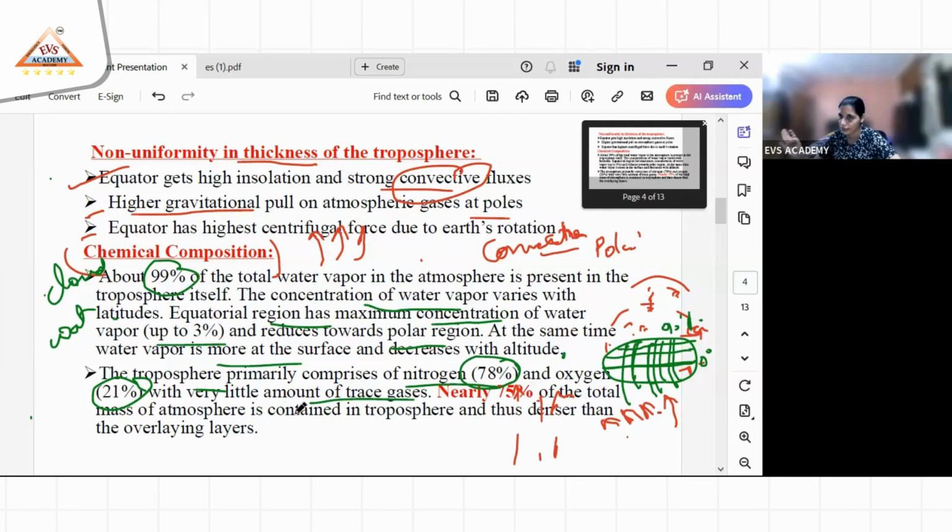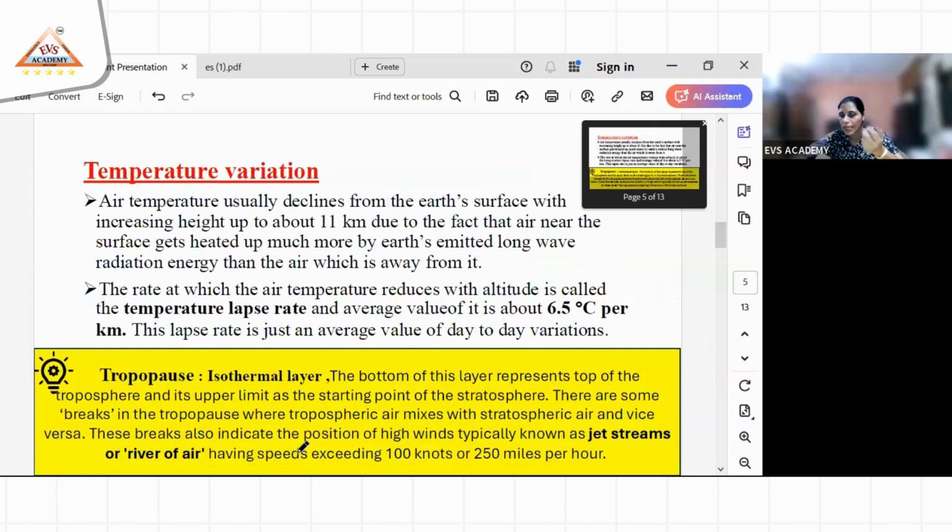Now just remember two to three points: 99% of the total water vapor present in the atmosphere is present in the troposphere only, and 1% is present in the remaining layers of the atmosphere. Similarly, 75% of the total atmospheric mass is concentrated in the troposphere, and it is denser than the overlying layers, the stratosphere and mesosphere. It is denser because more mass and more gases are present in the troposphere as compared to the other layers, because due to gravitational pull the gases come to the downside, meaning into the troposphere.